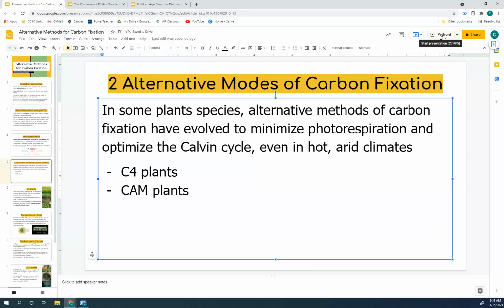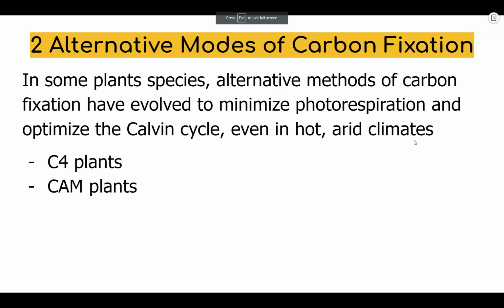So there are two types of plants that have evolved over time to minimize this photorespiration, to minimize this wasteful process. They are called C4 plants and CAM plants.